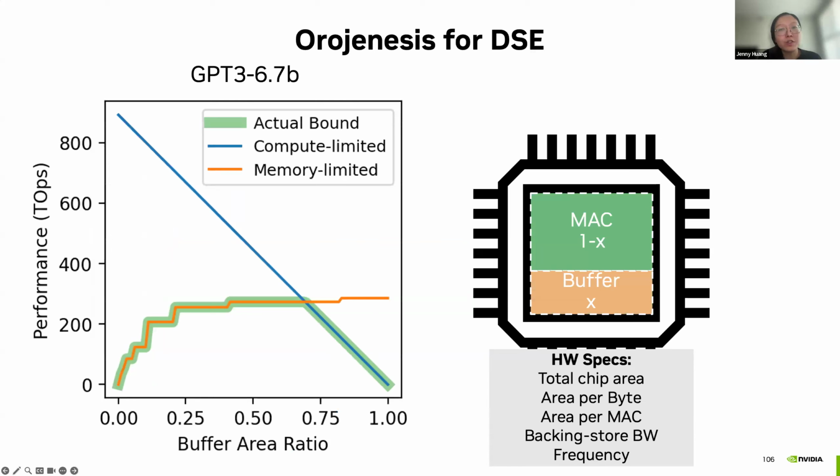And by combining the two curves, we can produce a mountain-like performance bound with respect to the buffer area ratio. When the buffer area ratio is small, the workload performance is limited by the memory bandwidth due to the high volume of data movement. And when the buffer gets bigger, it starts to be bounded by the compute resources as we are sizing them complementarily, right? So since this curve is concave, we can very quickly pinpoint the optimal buffer area ratio for the design.